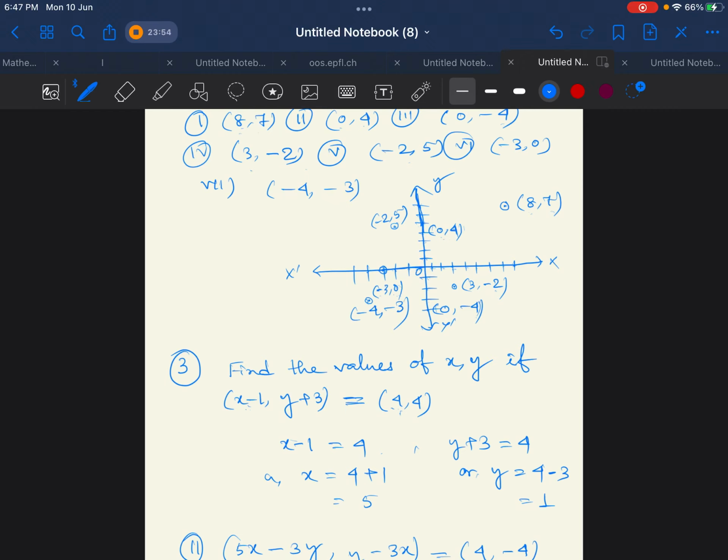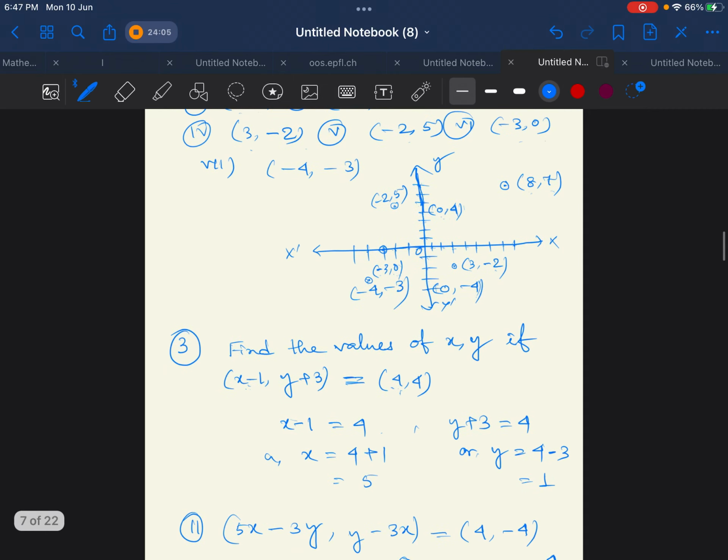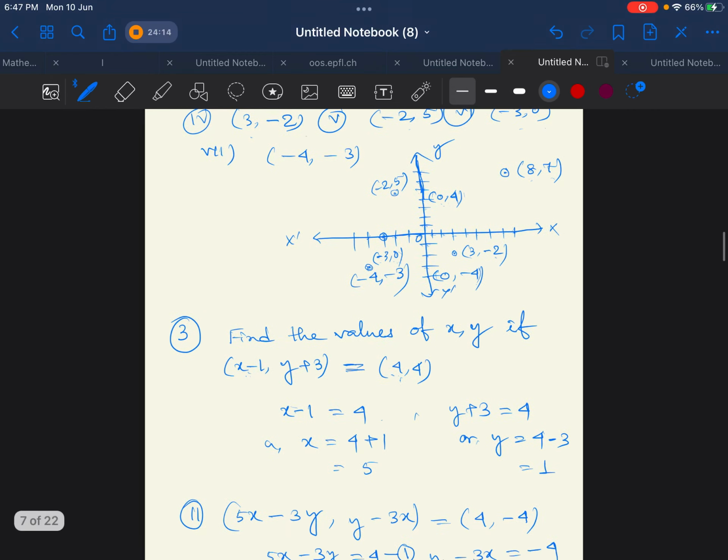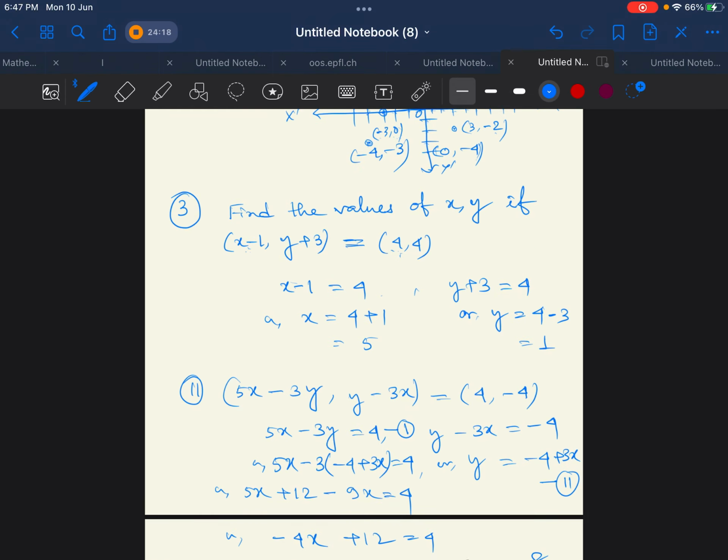Okay, on the negative direction of x-axis, here minus 3, 0. Well, it's complete. Now minus 4, minus 3. Minus 4: 1, 2, 3, 4, minus 3: 1, 2, 3. So, here is the point minus 4, minus 3.